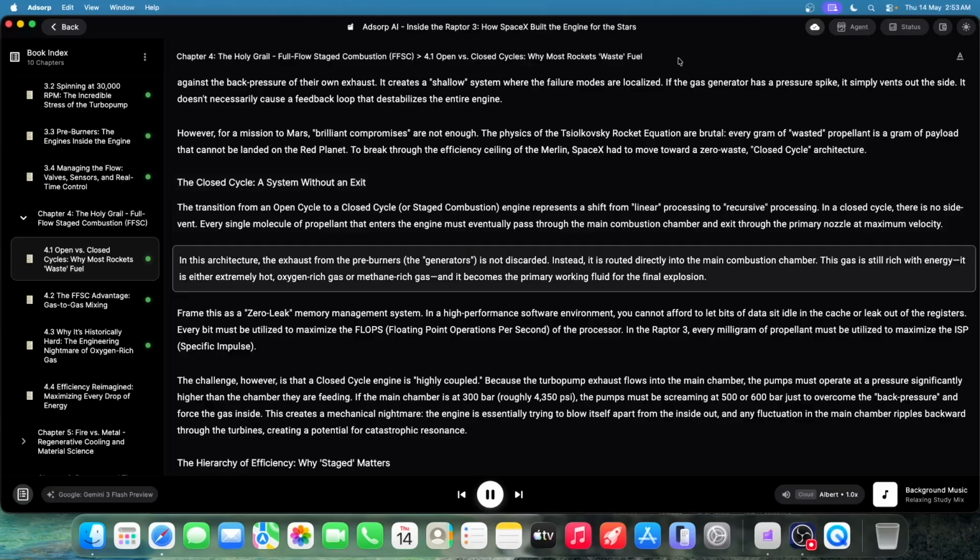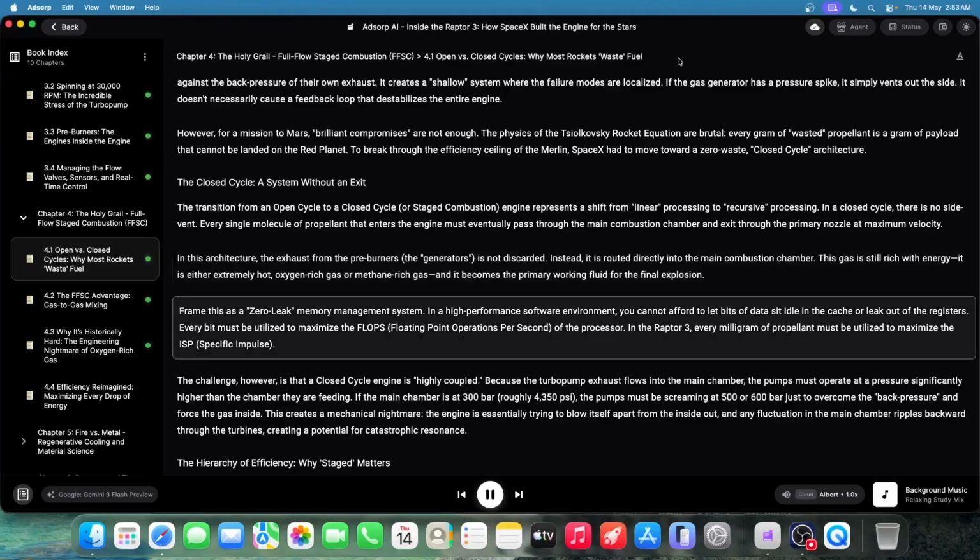And in this architecture, the exhaust from the preburners, known as the generators, is not discarded. Instead, it is routed directly into the main combustion chamber. This gas is still rich with energy. It is either extremely hot, oxygen-rich gas, or methane-rich gas, and it becomes the primary working fluid for the final explosion. And frame this as a zero-leak memory management system.